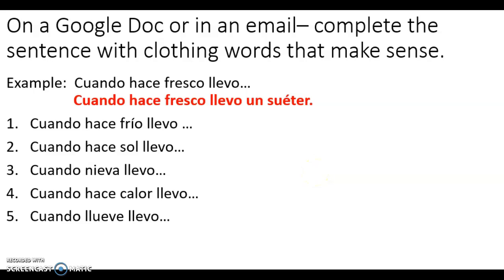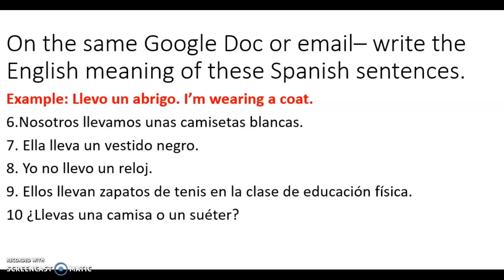Your next 5, it's going to be on that same Google Doc or email. You're going to write the English meaning of these Spanish sentences. So if number 6 said llevo un abrigo, you could write it as I'm wearing a coat. You could say I do wear a coat. I wear a coat. Something like that, so your brains can remember the way these sound.